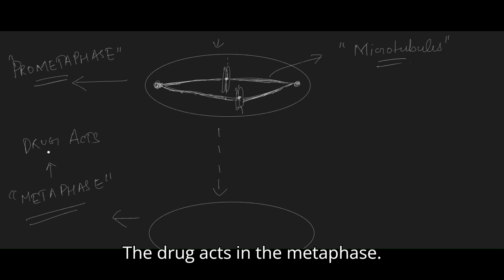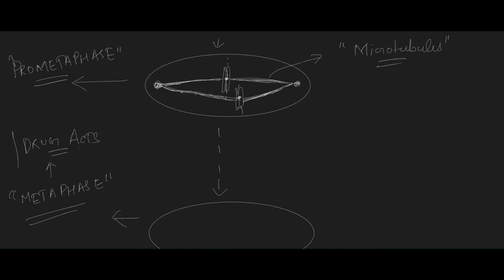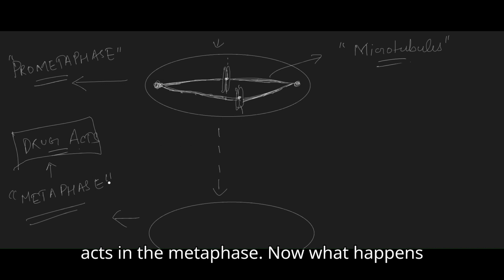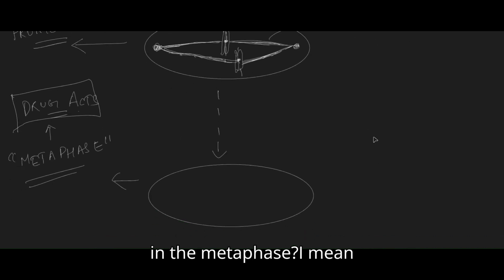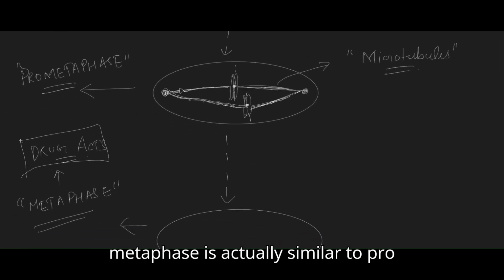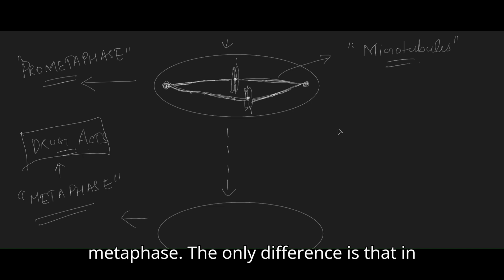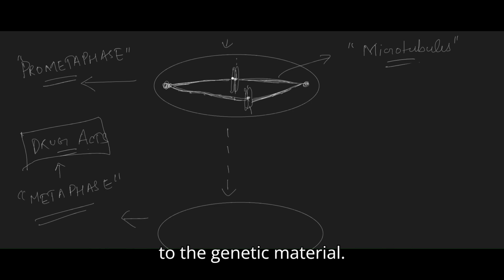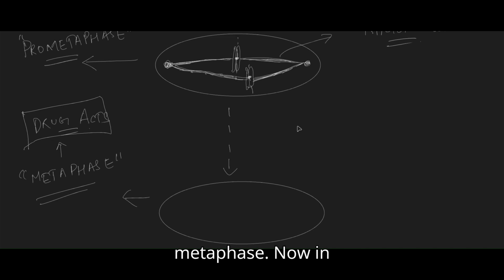The drug acts in the metaphase. So remember, the drug acts in the metaphase. Now what happens in the metaphase? Metaphase is actually similar to prometaphase. The only difference is that in prometaphase, the microtubule binds to the genetic material. It binds, or I will say, it initiates attachment to the genetic material.